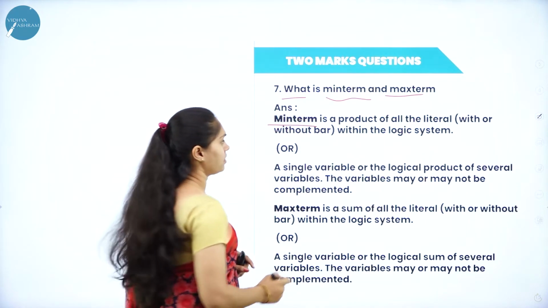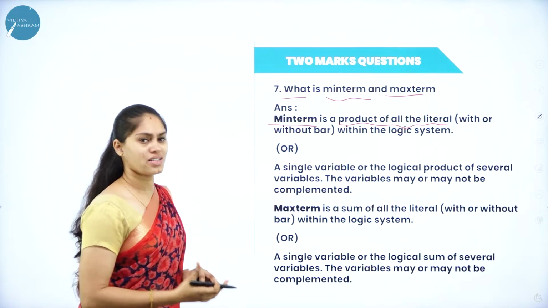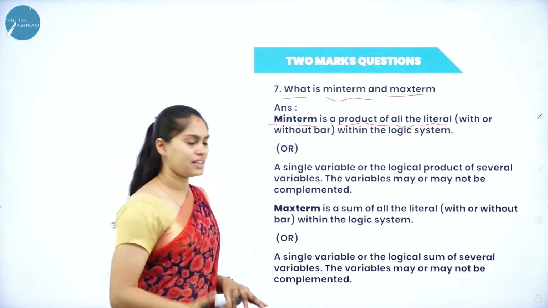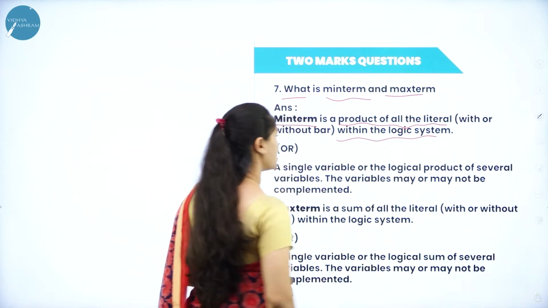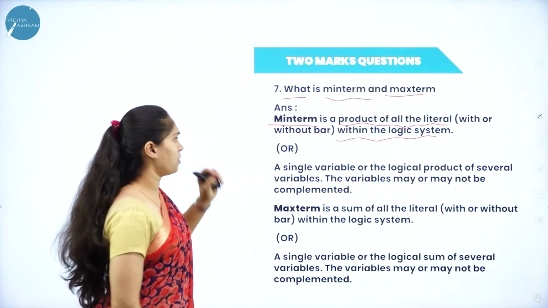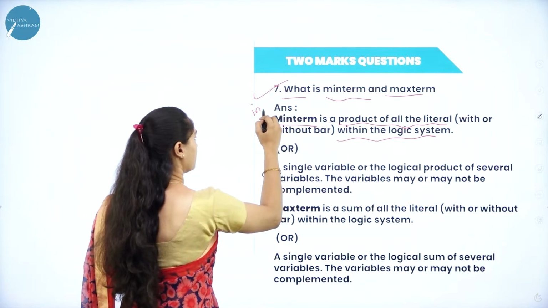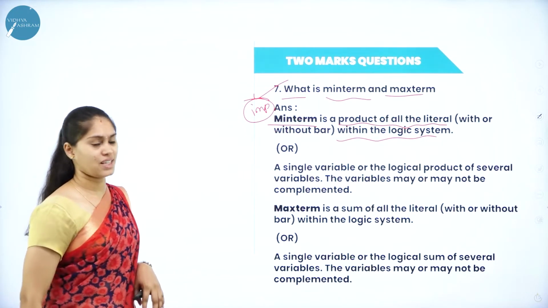So min term is a product of all the literals. Literals in the sense constants. It's a product of all the literals, with or without bar, within the logic system. Write these 2 lines in order to get 2 marks. Very, very important question from this chapter. What is min term and what is max term? So this is a most frequently asked question.